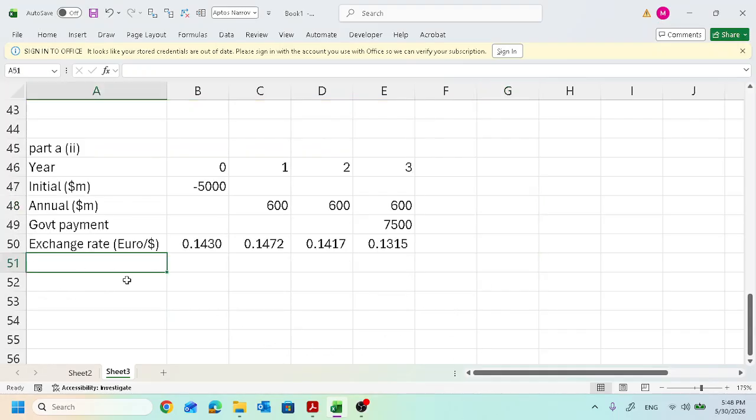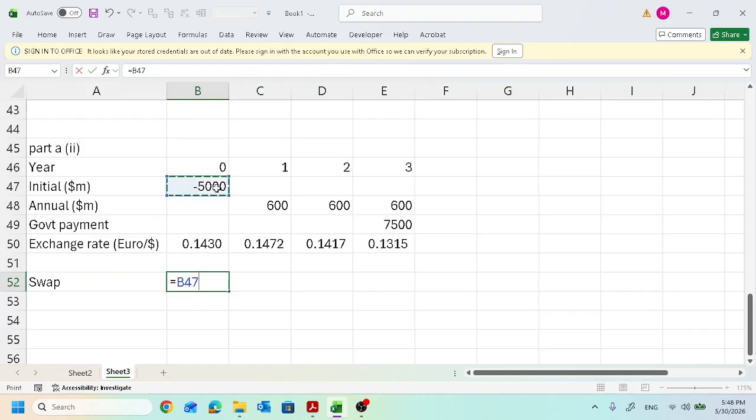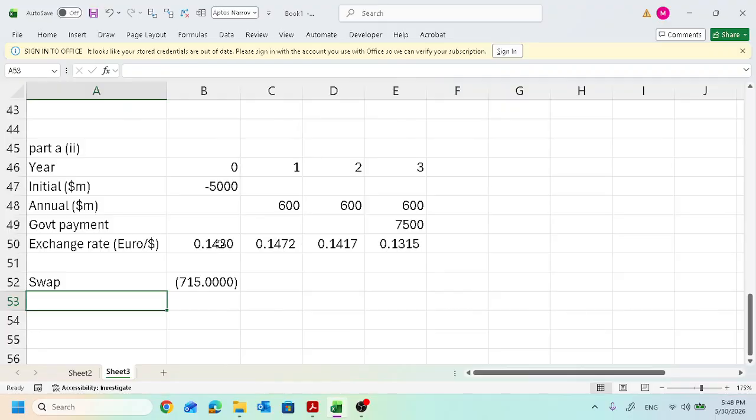Now the conversion, right? Swap the initial amount at the current spot rate.